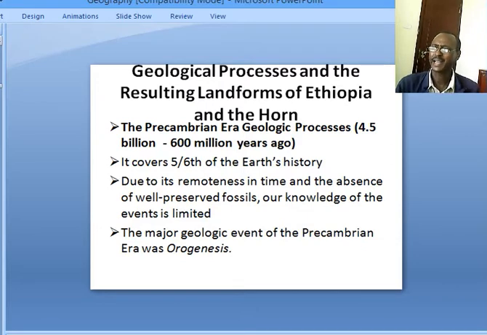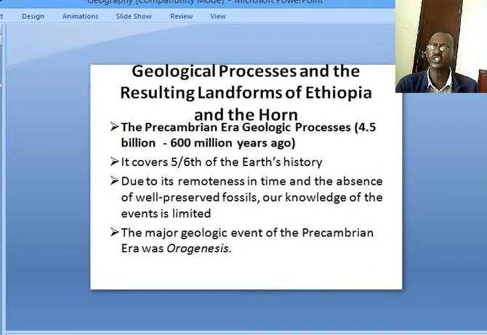In time and the absence of well-preserved fossils, our knowledge of the pre-events is limited. So a lot is not known about the Precambrian era. Simply what we know, or what geographers know, is that there was an ancient period without life, which we call the Precambrian.